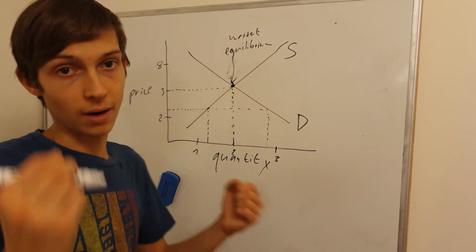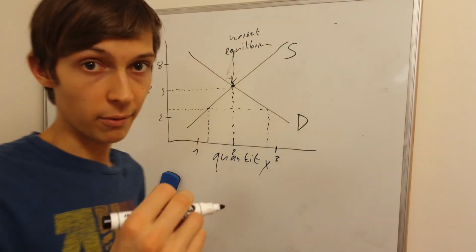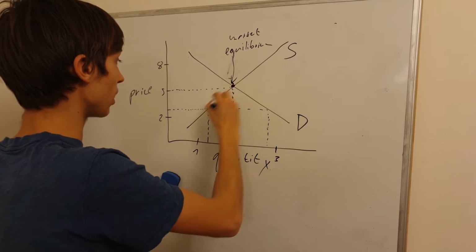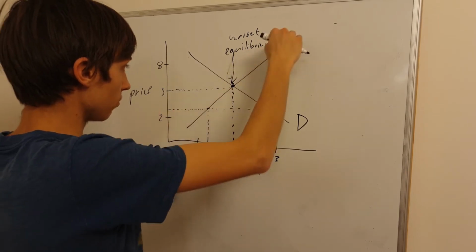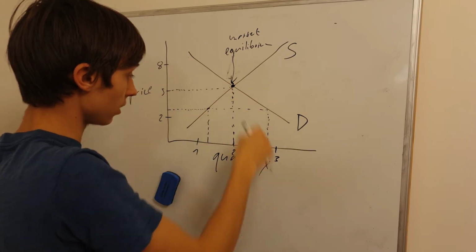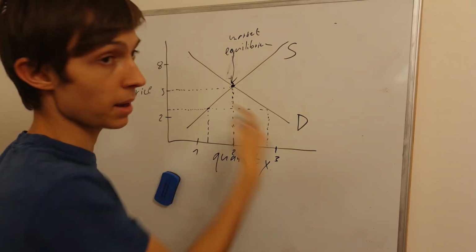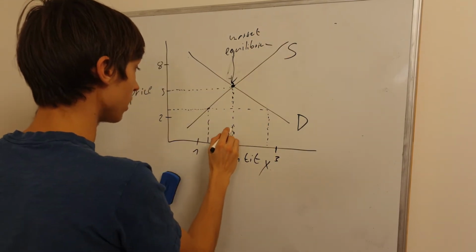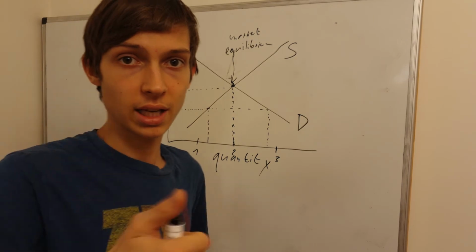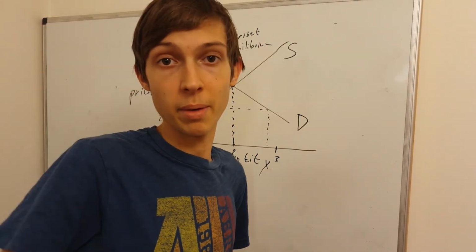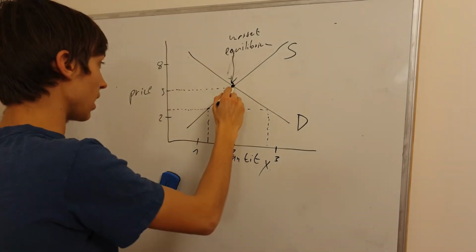Therefore, equilibrium is defined as the place on the graph where the quantity supplied, whatever point on this axis, meets the quantity demanded. So where these two curves meet is where their quantity is the same. The quantity of demand is the same as the quantity of supply. Or quantity supplied is the same as quantity demanded. That's only at this point.